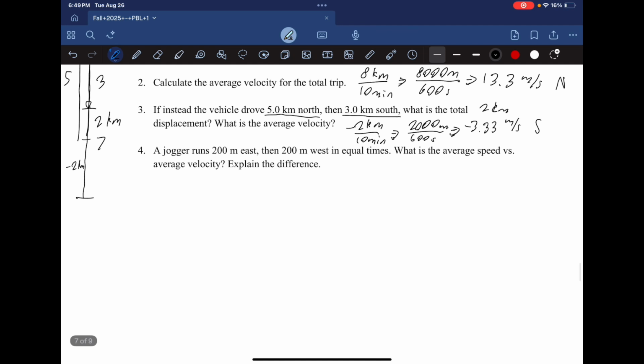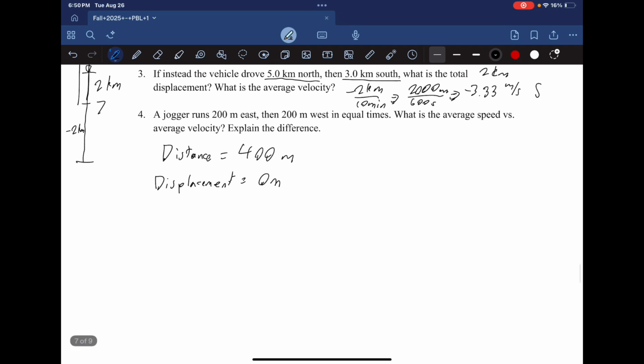Okay, next question. We have a jogger running 200 meters east and then 200 meters west in equal times. What is the average speed versus the average velocity? And explain the difference. So a couple key things to note. We have the total distance is 400 meters. However, the total displacement is actually 0 meters.